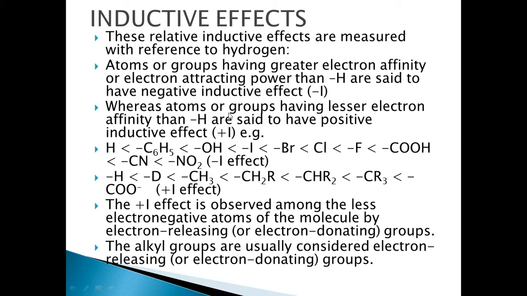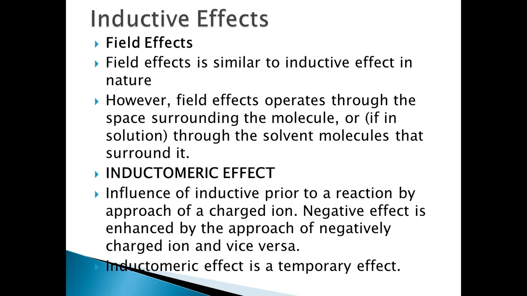Atoms or groups having greater electron affinity or electron attractive power than hydrogen are said to have negative inductive effect, whereas atoms or groups having lesser electron affinity than hydrogen are said to have positive inductive effect, as depicted in these examples. The positive inductive effect is observed among the less electronegative atoms of the molecule by electron releasing. Alkyl groups are usually considered electron releasing groups or electron donating groups.